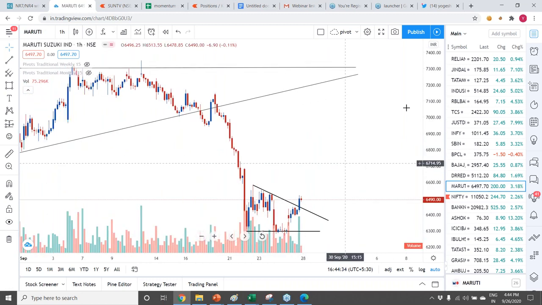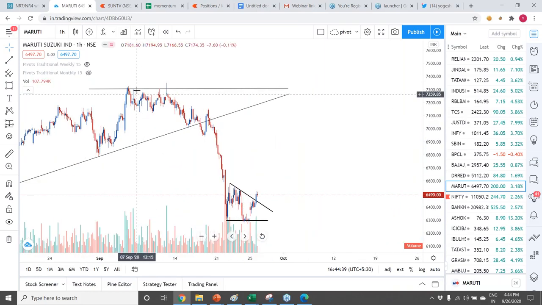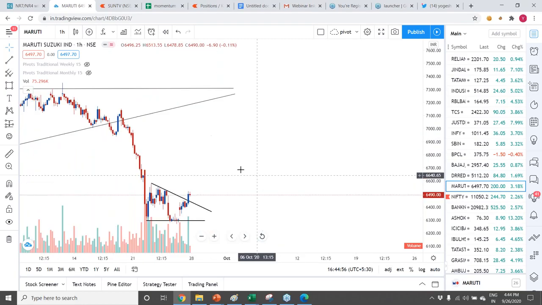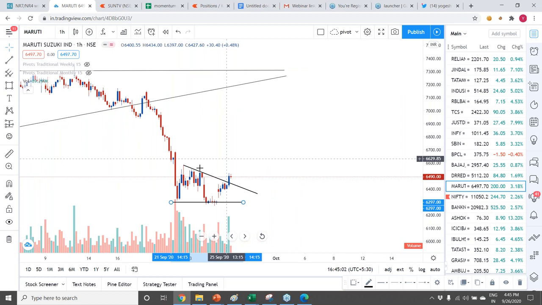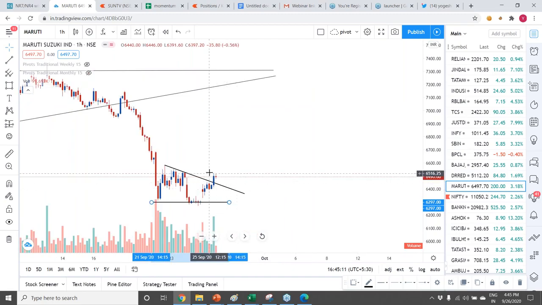Now Maruti. Now Maruti, after forming this triangle, moving in a range, after one breakdown, false breakdown, then second breakdown, achieved the target. Now it gave a small triangle, but I'll avoid it because the previous move was down. So let's see if it sustains in this range, then only I'll take a trade. Otherwise, I'll avoid it.